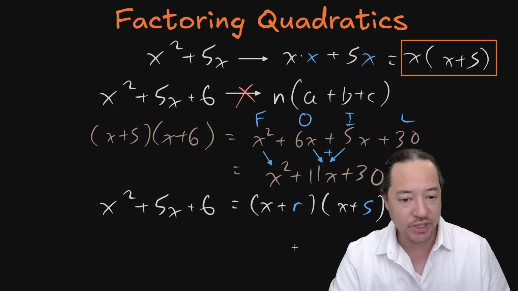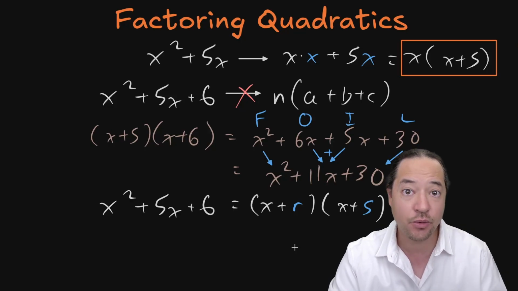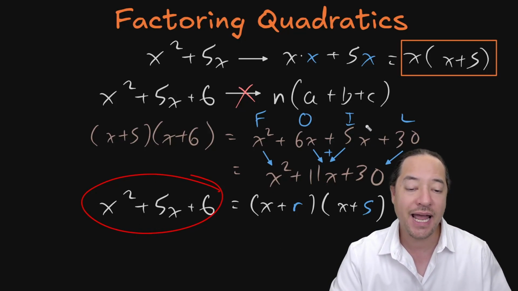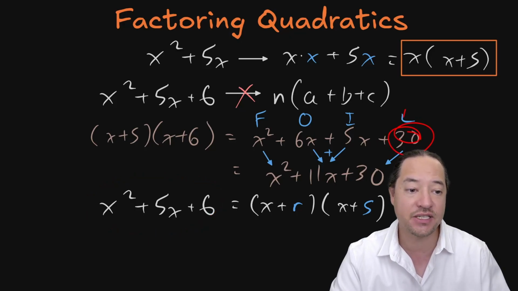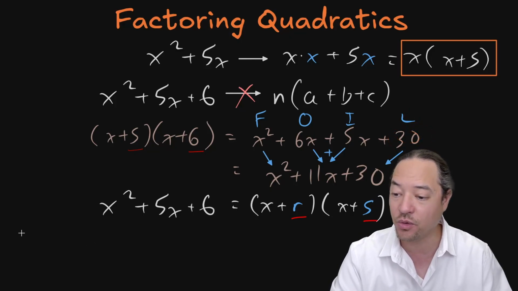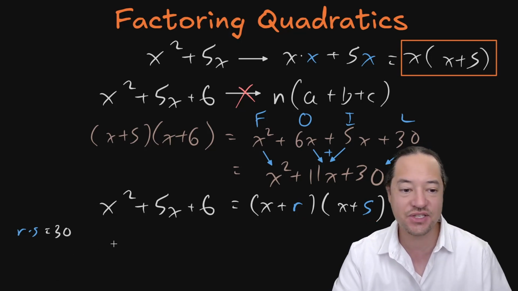And what we want to do is see what the relationship is between r and s. How are those related to this original expression? We can see that this last number, this 30, is last times last, right? 5 times 6. So r times s should equal 30, right? R times S should equal 30.